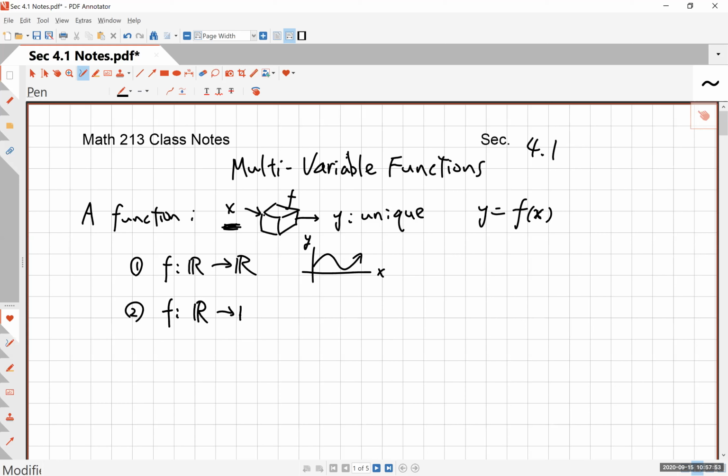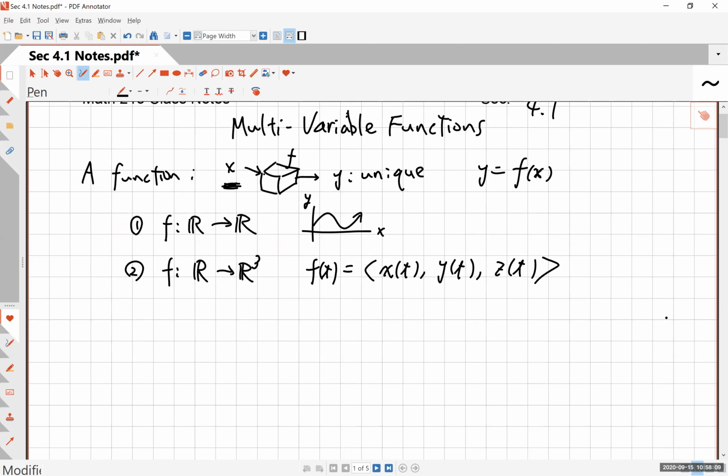In the previous section, we also talked about a function like this where you have f of t equal to some vector in 2 or 3-dimensional space. If you assume it's 3-dimensional space, you had x(t), y(t), and z(t). These are called VVF, vector valued functions. We studied these, and they are great in describing things like motion in space and so on.